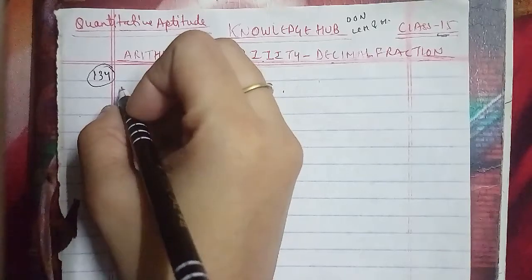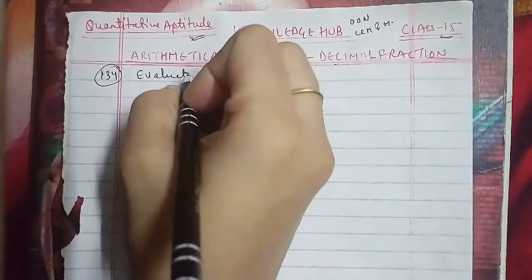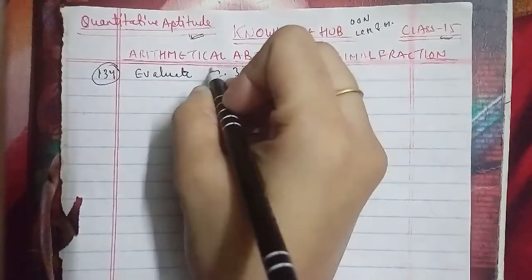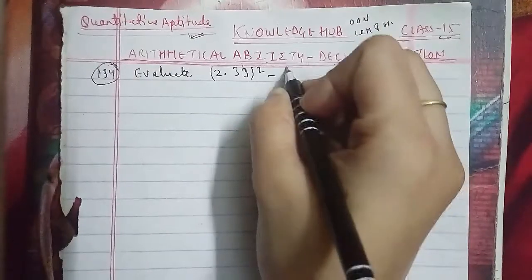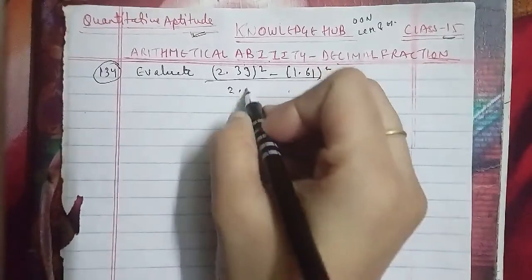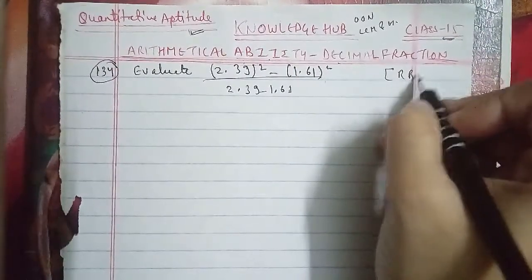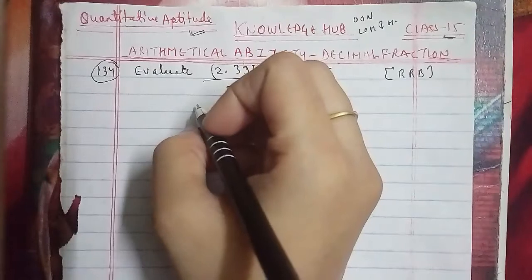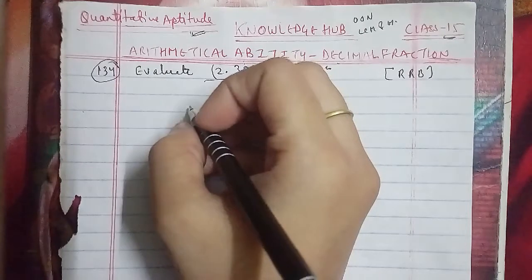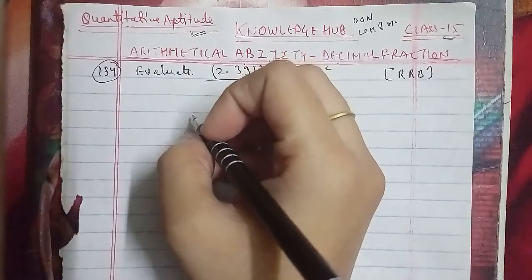This question we have to evaluate: 2.39 square minus 1.61 square upon 2.39 minus 1.61. This has been asked in your RRB examination paper, which is also an important paper with respect to competition. The options for this are: option A is 2, option B is 4, option C is 6, and option D is 8. So let's go ahead with the question and solve it.